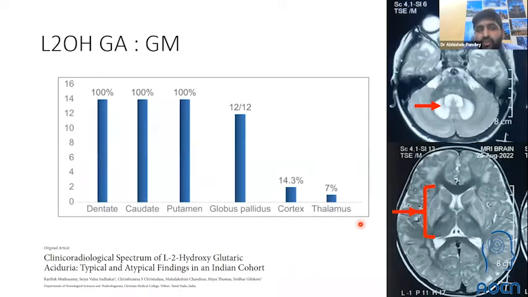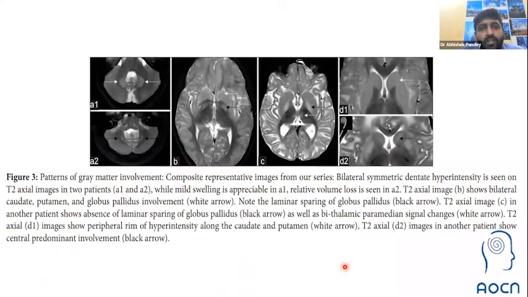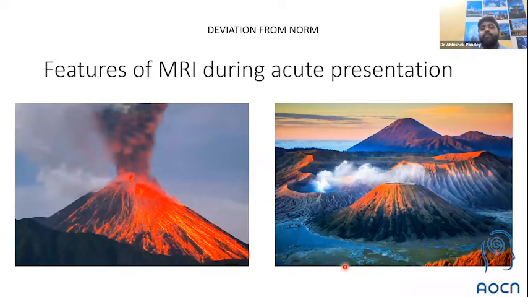This is a graphic presentation of the gray matter involvement percentage of cases. We can see clearly that dentate, caudate, putamen, and globus pallidus are almost always involved. Thalamus is very rarely involved. So these are the book pictures. Now we saw the classical MRI pattern in case of L2HGA. Now we'll go into deviation from norms. What are the other patterns which we can see?